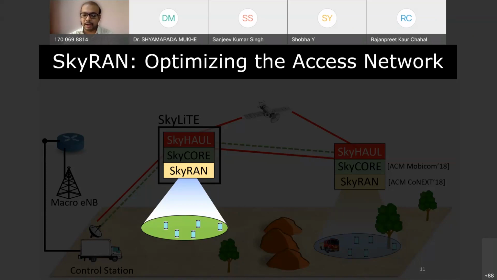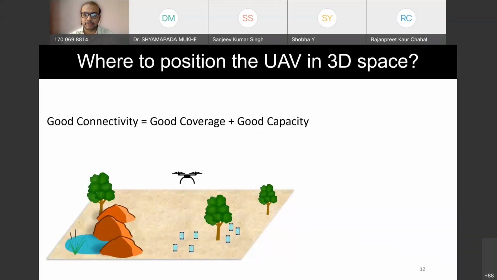So you have multiple UEs or mobile clients on the ground, and your task is to give them optimal connectivity from the drone. That's your task. What I mean by good connectivity, there are two things. You need to give them good coverage so that most of the clients are covered. You cannot leave out some of the clients. It might happen, but you want to try your best so that nobody is left out.